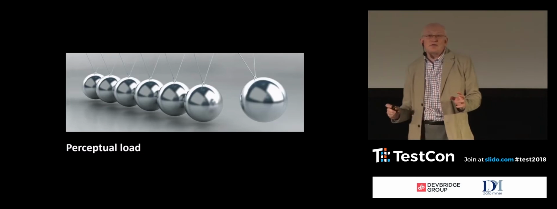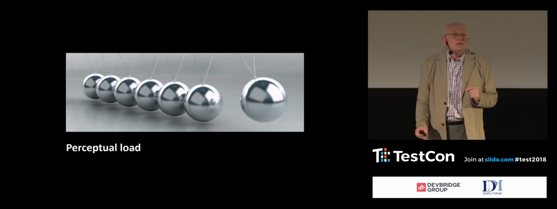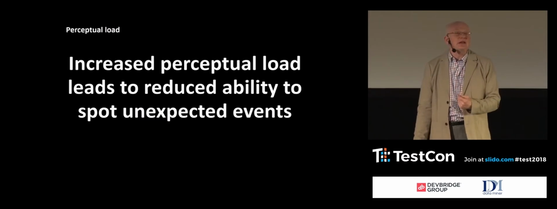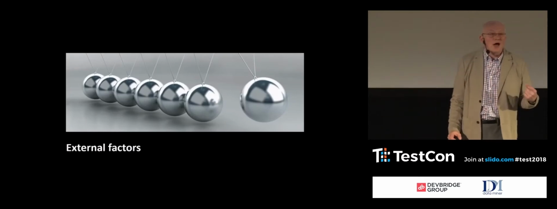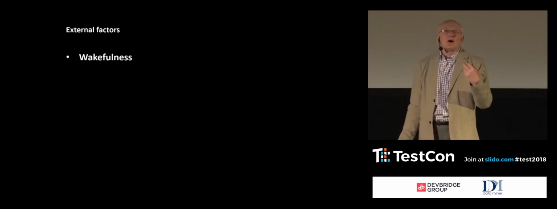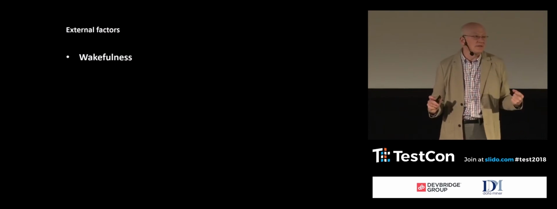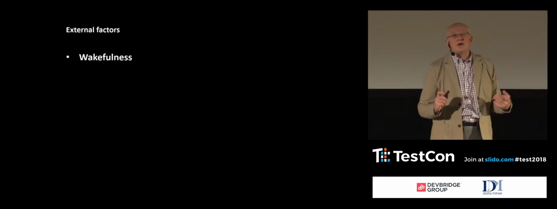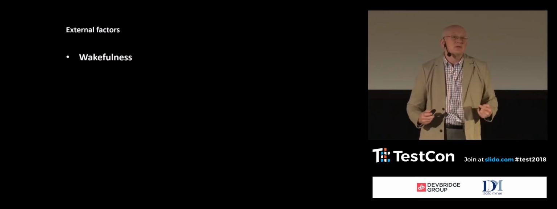Okay, so I'll go through some other things, and I'll go through them fairly quickly because they're not going to be of surprise to you. So perceptual load. If you have an increase in the perceptual load on you, that will reduce your ability to spot unexpected events. No surprises there. Some other external factors. So wakefulness. If you are tired or fatigued, you are less likely to see unexpected events. That's not a surprise, but think of what happens when we are overdue on projects. We are working all hours and we are tired, and then we miss all these defects.